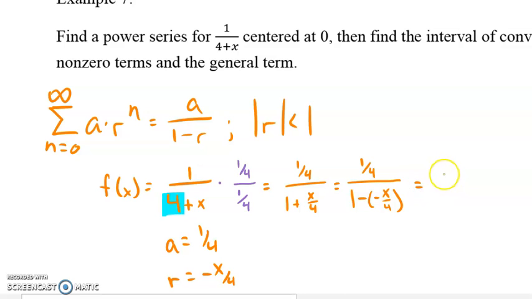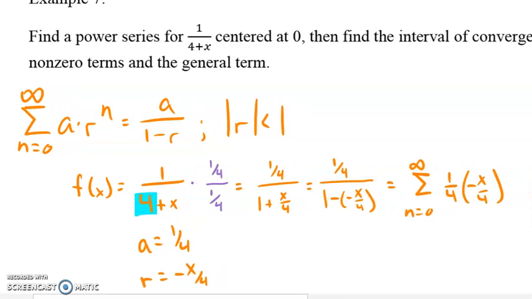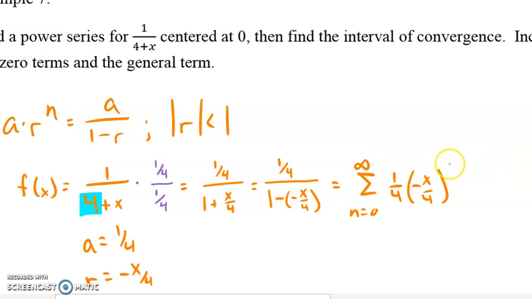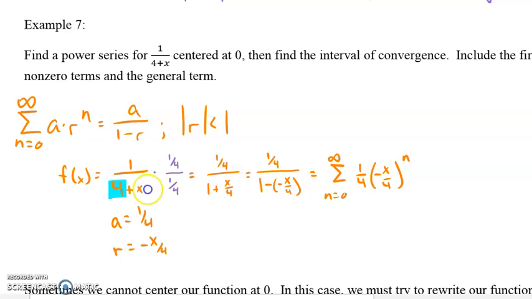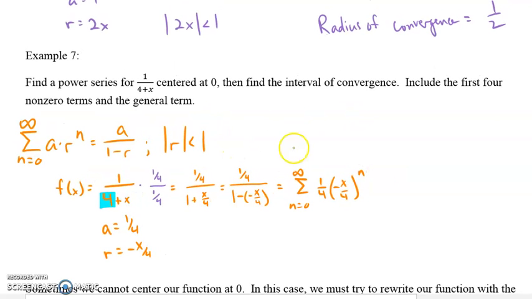We know that this equals the sum from n equals 0 to infinity of A, which is 1/4, times R, which is negative x over 4, raised to the n. And if we're going to write out the first 4, because that's what it asks for, the first 4 non-zero terms, like all of these examples have done, we'll let n equal 0, we'll get 1/4. And if r equals negative x over 4, we'll just multiply every previous term by negative x over 4.